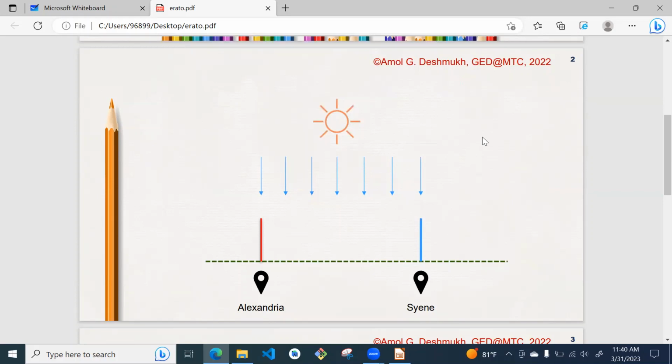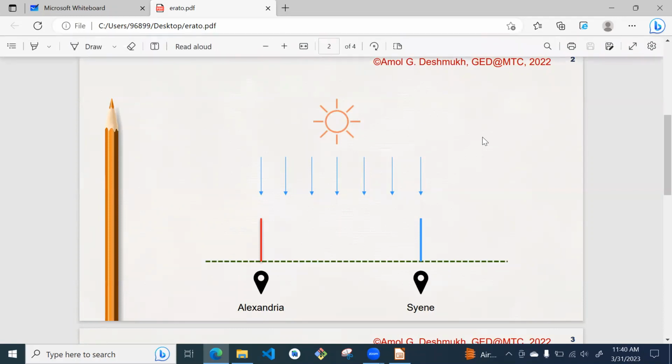He used a simple but elegant method to measure the size of the earth, which involved using the angle of the sun's rays and some basic trigonometry. So here is how he did it. In this slide, you can see that this is the sun and these blue arrows are the sun rays.